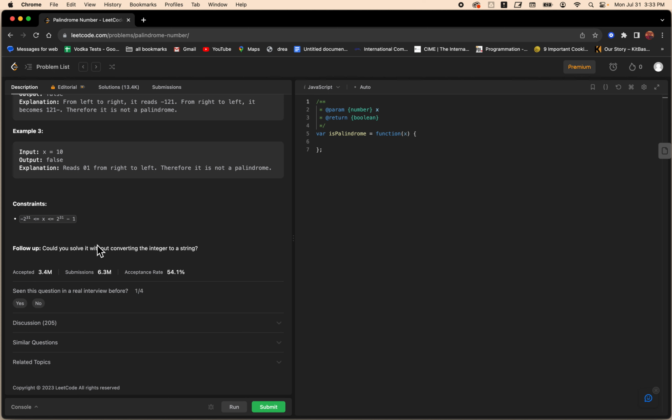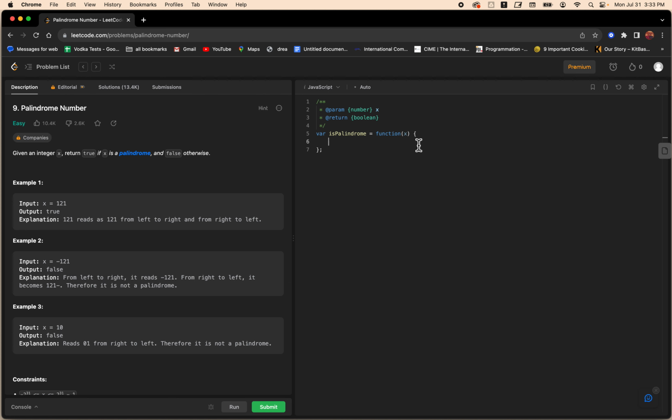Let's try solving it without converting the integer to a string. Why not? Okay, because it's easy to convert it to a string and do the palindrome thing. If we were going to check this number x without converting it to a string, let's set aside for now the negative case, and let's think about what a palindrome means numerically.